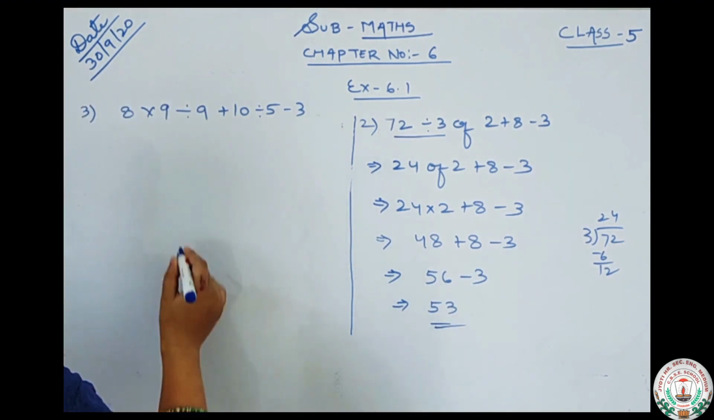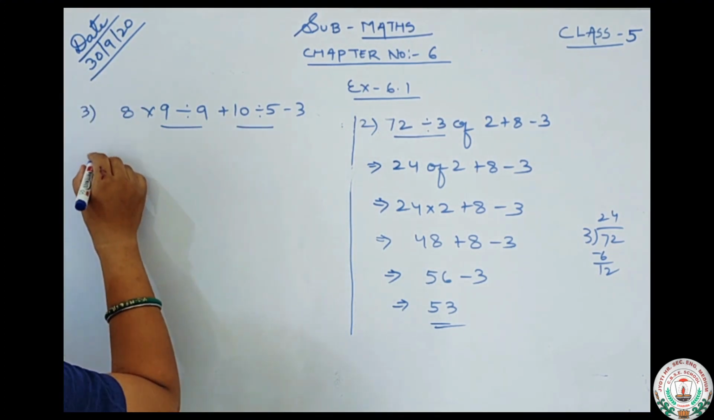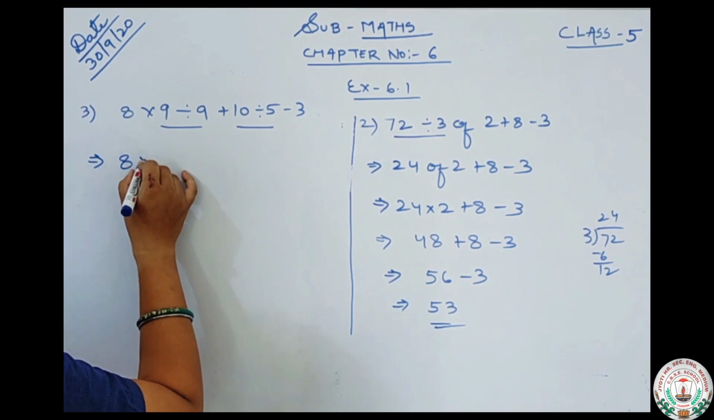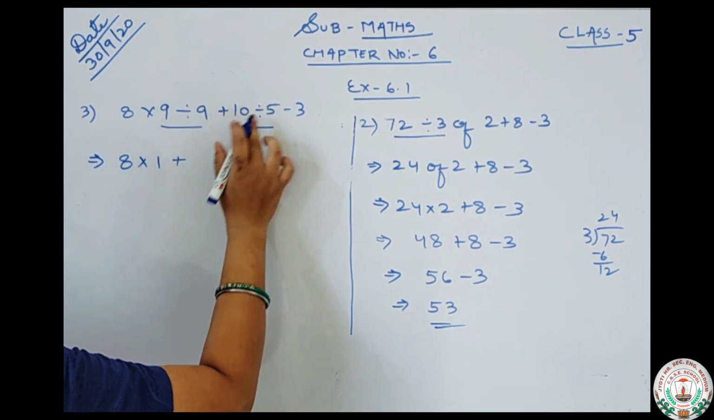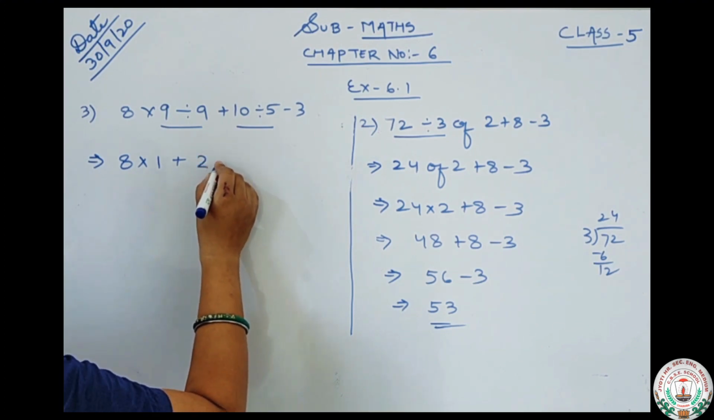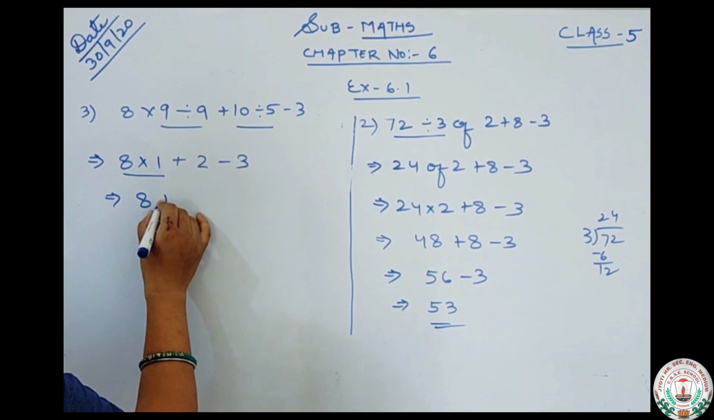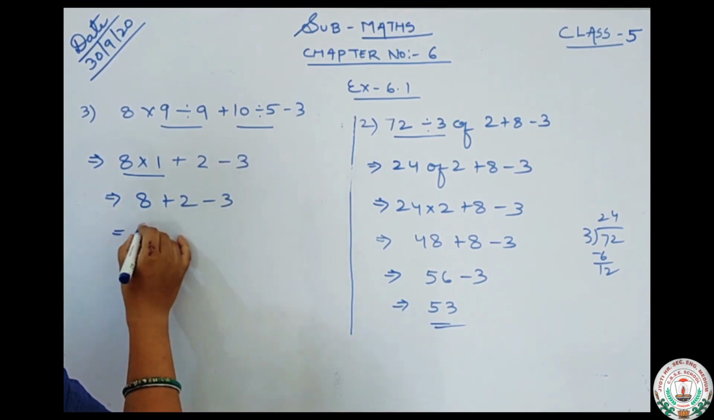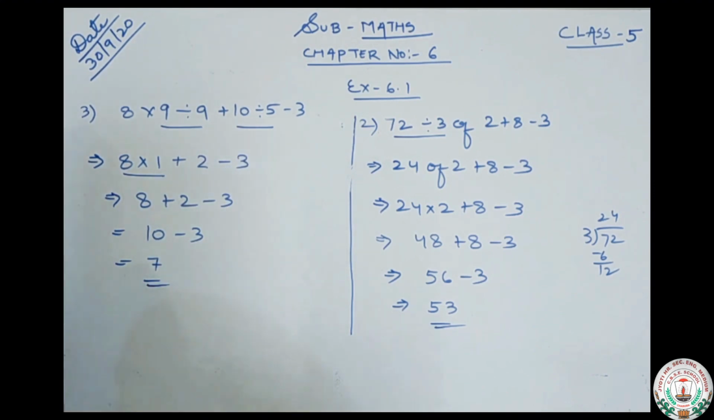As you can see here, in this question 2 divisions are given. So you will solve the division part first. Okay. 8 into 9 divided by 9 we will get 1. Plus 10 divided with 5 we will get 2 minus 3. Then multiply. 8 ones are 8 plus 2 minus 3. 8 plus 2 is 10 minus 3 is equals to 7.